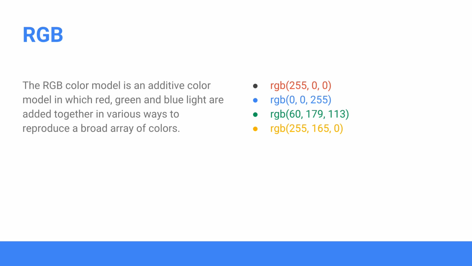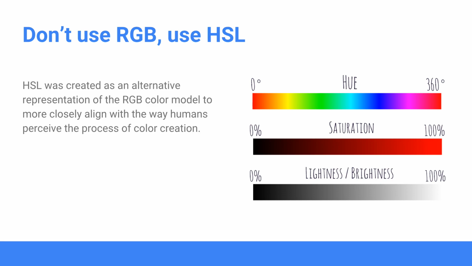RGB is not very easy to update. Like if you want to make, let's say, a blue purple, you have to mix and match the amount of red, green, and blue, and it's not very developer friendly. So if you're ever working with colors, I highly recommend you never use RGB. Try to use HSL. HSL was created as an alternative representation of the RGB color model to more closely align with the way humans perceive the process of color creation.